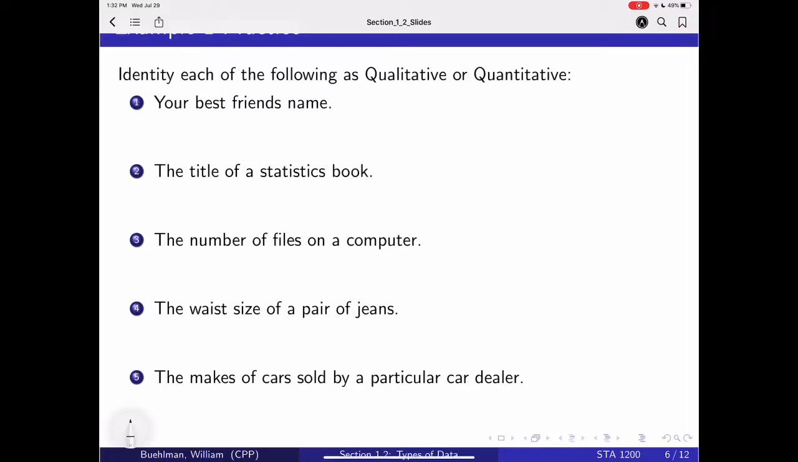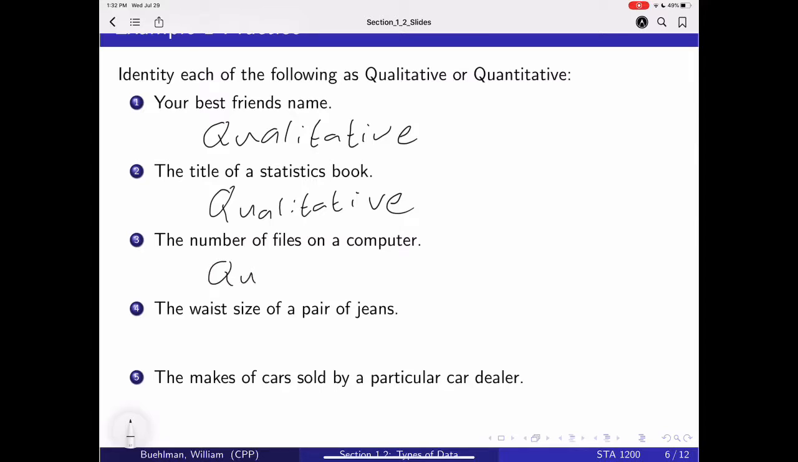The first one, your best friend's name. Is there a number attached to it? Probably not. So we're going to have to say that is a qualitative variable. The title of a statistics book. Again, is there a number attached to that? No. So it's again a qualitative variable. The number of files on a computer. Well, a number is right there, so it's an amount of something, so that must be a quantitative variable.